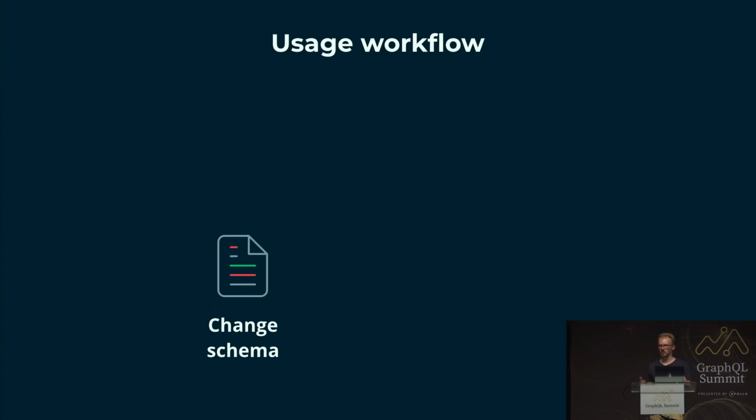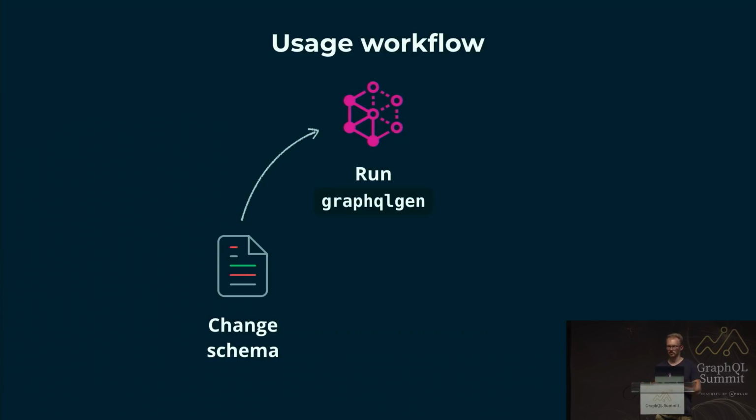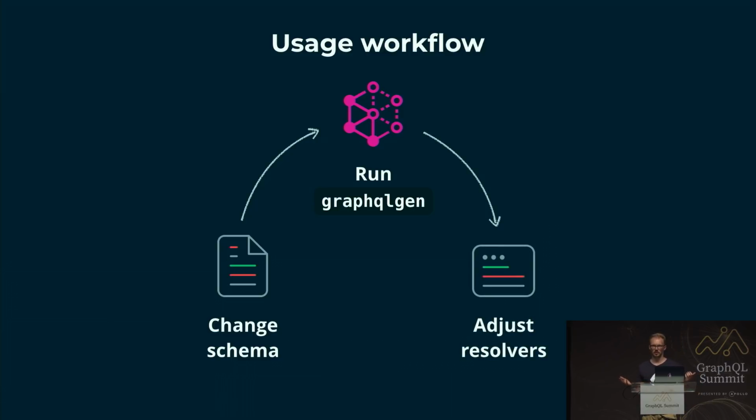You have your schema, or you have a schema change, you run GraphQL Gen, and then basically the TypeScript compiler tells you whether everything is good or whether you need to change something. And then you can make, again, changes to your schema.